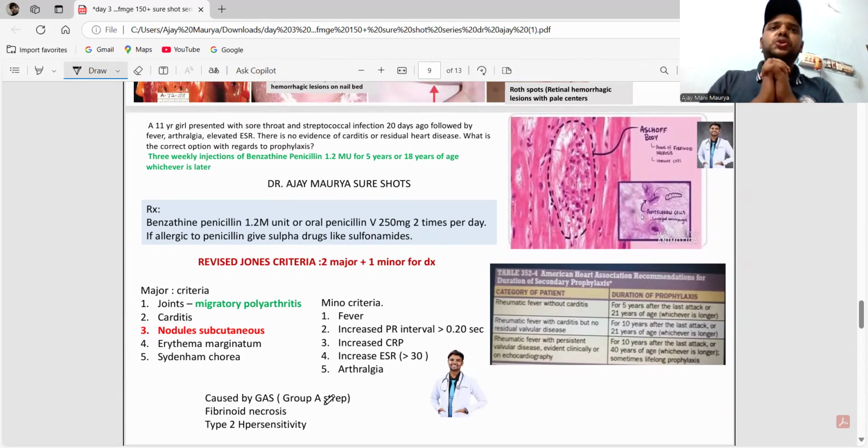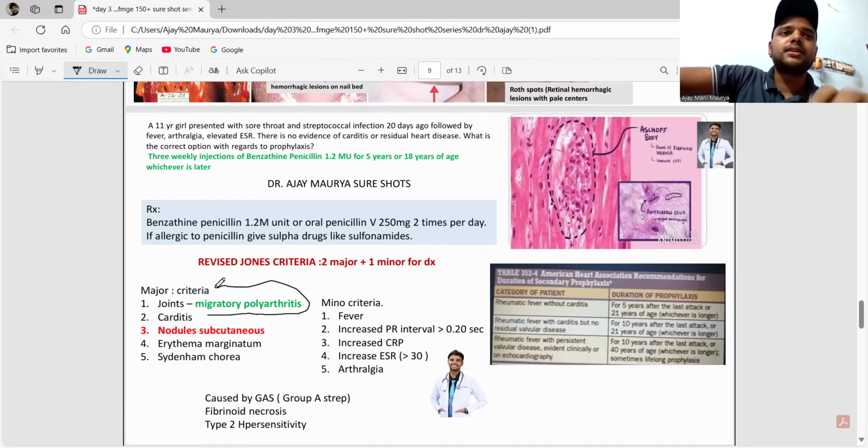There is a criteria called the revised Jones criteria. There are two major or one major and two minor for the diagnosis. This is how you remember the major ones: in the joints, migratory polyarthritis; carditis; and subcutaneous nodules, the most popular one; erythema marginatum; and Sydenham chorea, where the patient will have dance-like movements.